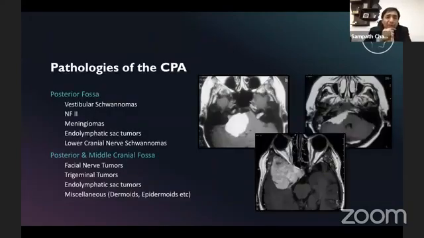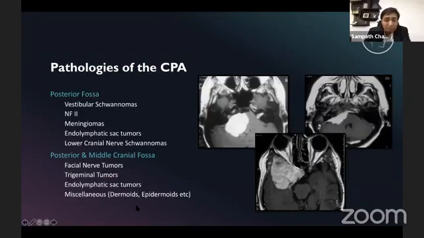Now, what are the pathologies of the CPA? What are the lesions that one can use these approaches for? With a transtemporal approach, if there is a big acoustic nerve vestibular schwannoma like this, then one can go through the temporal bone and remove this tumor. This is a meningioma. This is a trigeminal schwannoma. So all these tumors of the cerebellopontine angle and the posterior fossa can be dealt with by the transtemporal approaches.